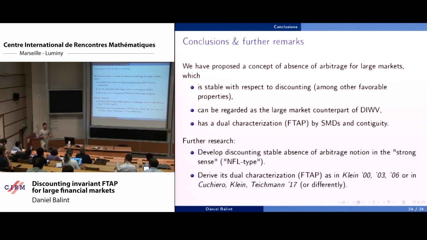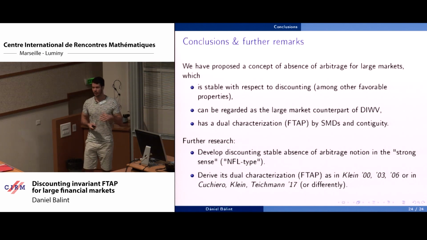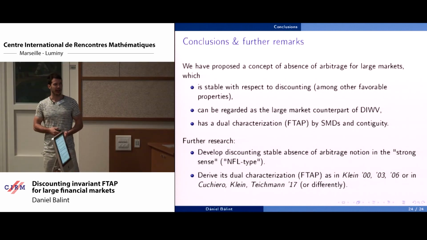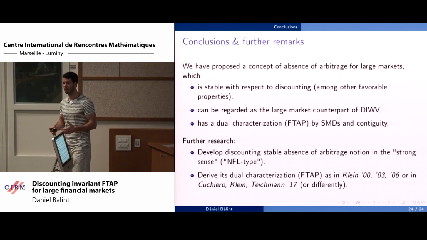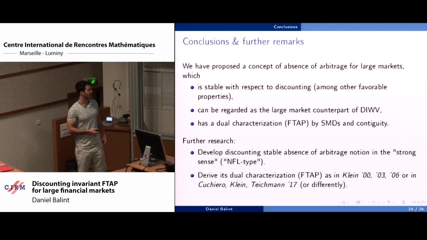As we did the overview of large financial markets at the beginning, we have seen there are at least two levels of strength of absence of arbitrage conditions. We had this NUPBR level, or no arbitrage of the first kind level, and there is this no free lunch level, and this has been covered by Klein, but those notions, of course, are also somewhat dependent on discounting. So it would be a further challenge to develop a discounting stable absence of arbitrage notion in this strong sense.